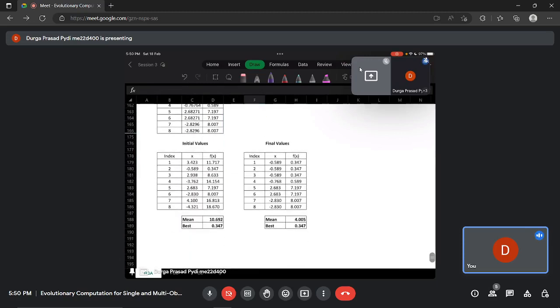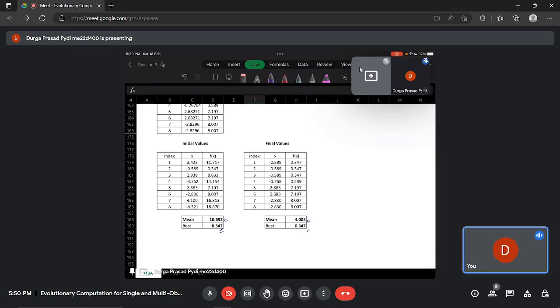You can see here the mean value is 10.62 previously. That is the mean fitness value, and the best is around 0.347. After doing all the above operations, I came to a mean value of 4.005. The best value is still remaining the same. But we know for our particular case, f of x equal to x square, the minimum value is 0. So once we are done with this, we repeat this again and again.